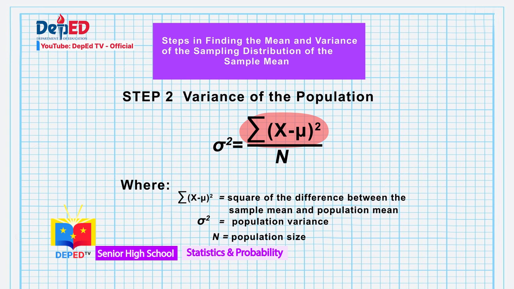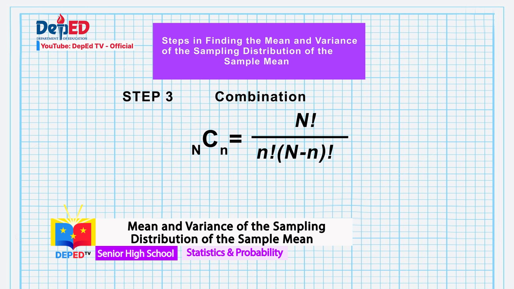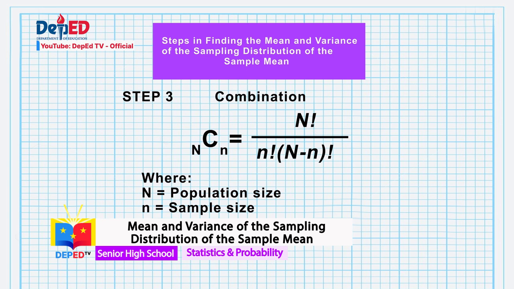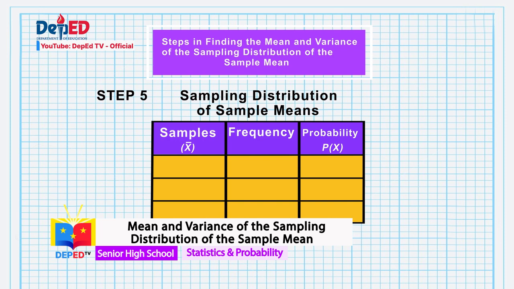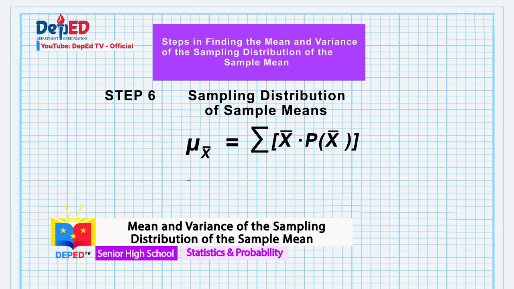The third step is to determine the number of possible samples of size n using the combination formula, where N is the population size and n is the sample size. The fourth step is to list all possible samples and compute the corresponding means. The fifth step is to construct the sampling distribution of the sample means. The sixth step is to compute the mean of the sampling distribution of the sample means by multiplying each sample mean by the corresponding probability and adding the results obtained in the product.